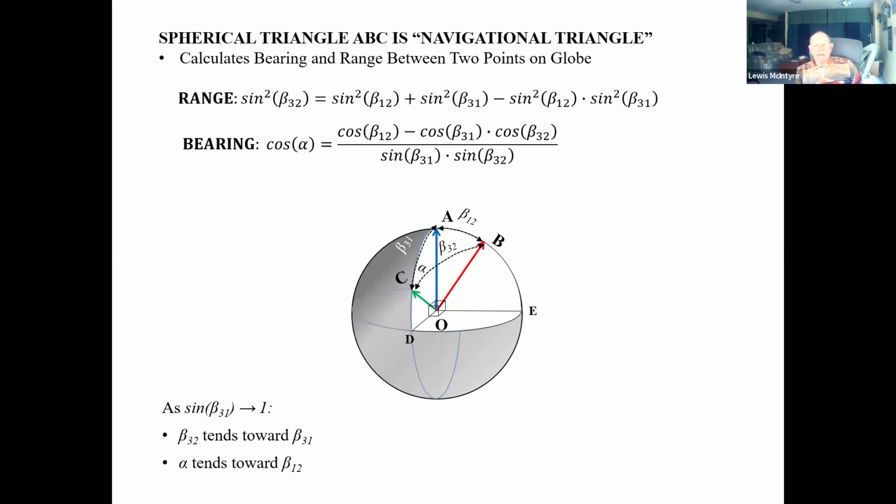On the other hand, at high recessional velocities between S3 and S1 approaching the speed of light, the sine of beta 31 tends toward unity. Beta 32 tends toward beta 31, and alpha tends toward beta 12.